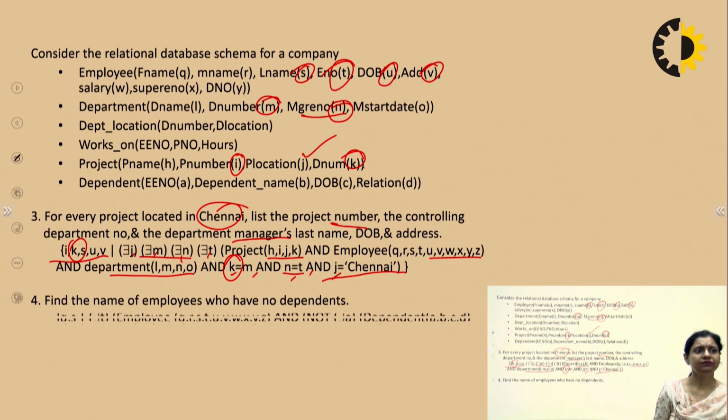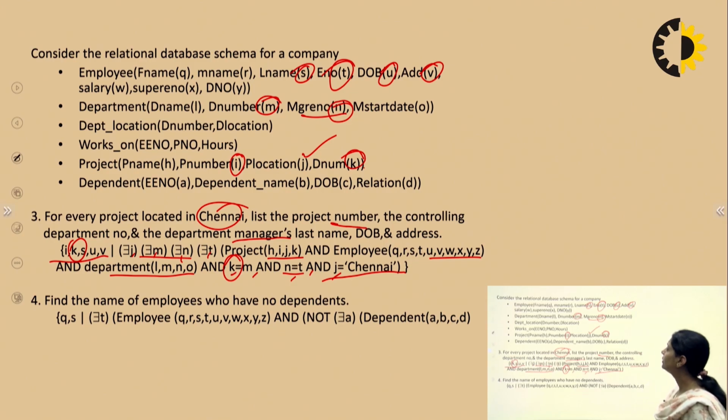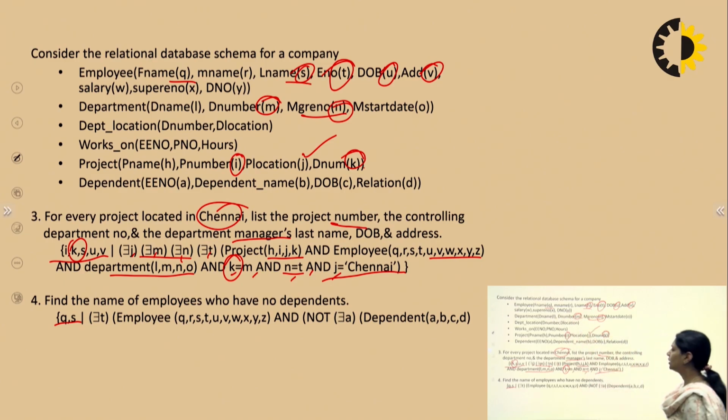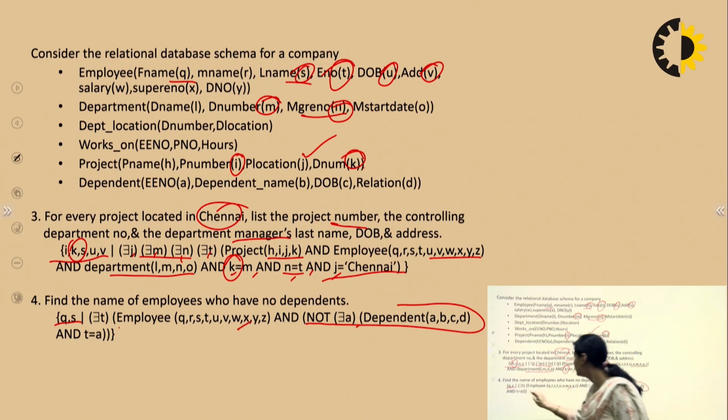The last one, find the names of the employees who do not have any dependents. So the names of the employees again with the first name and the last name, Q and S. No dependents. So in this case, we are taking not on there exist with dependents, and we combine these two tables with T equals to A.